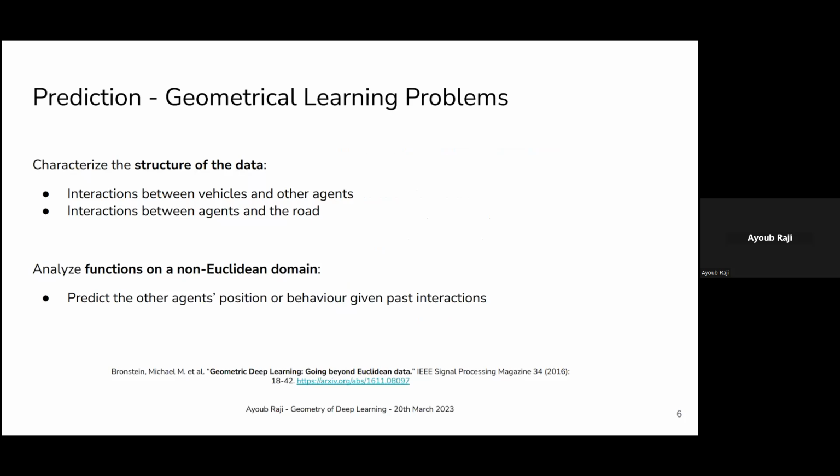So, for example, for structuring the data in the autonomous driving domain, particularly for prediction, so predicting other agents' trajectory, it's the case of interaction between the vehicles and other agents, and also the interaction between the agents and the road, so the lines, the lanes of the road. And analyzing the function of non-Euclidean domain can be understood in this domain as predicting the other agent's position or behavior given the past interactions.